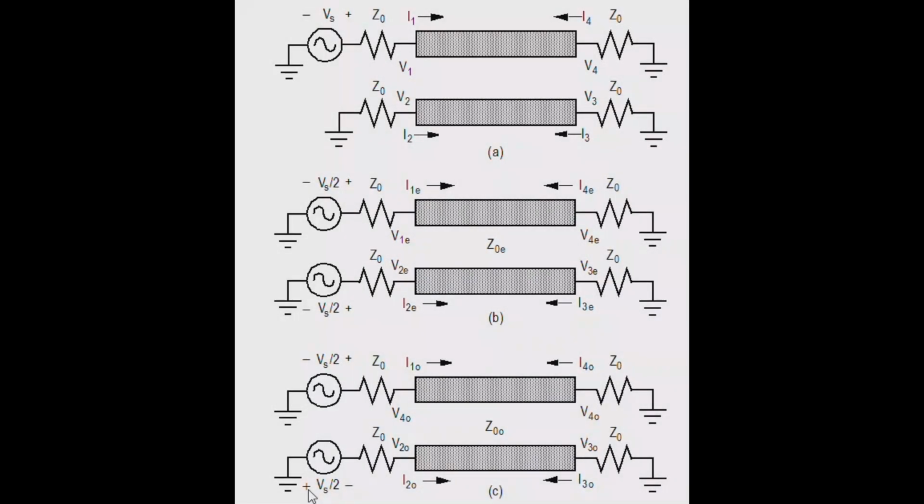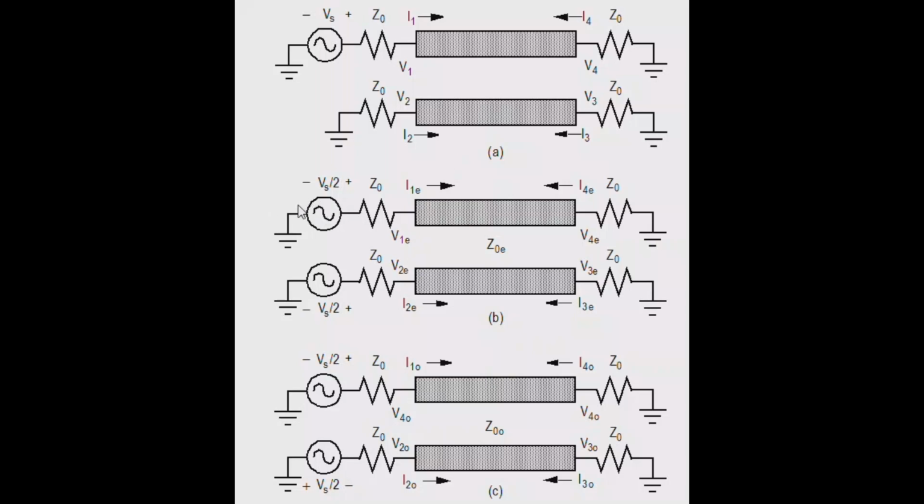Now, the big question is, how do you analyze something like this? Well, if you just try to analyze these two coupled lines, you've got kind of a sticky electromagnetic problem. An electromagnetic simulator could certainly handle it, but back in the days when people first started talking about this kind of thing, there were no electromagnetic simulators. So we use even and odd mode analysis.